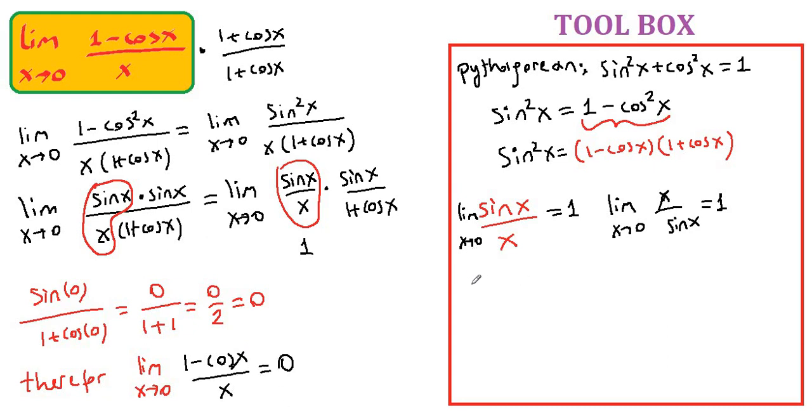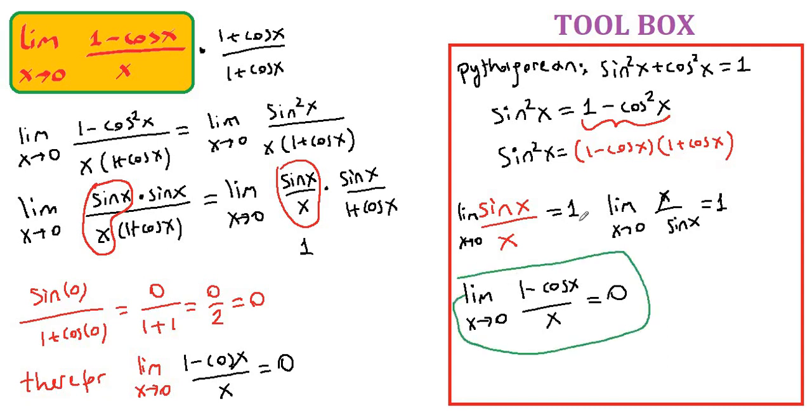Now you can add this to your limit bank or limit templates. The limit as x approaches 0 of 1 minus cosine x over x is equal to 0. You don't need to derive it again and again, so you can use these limits as your template. Now let's go to the second limit we're computing.